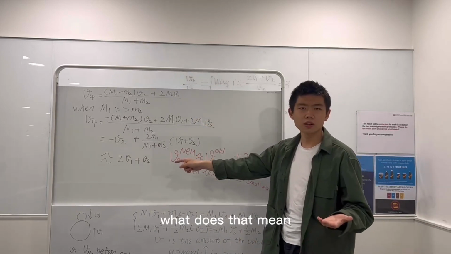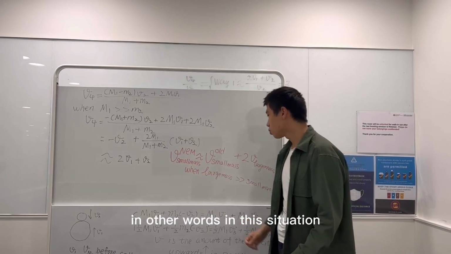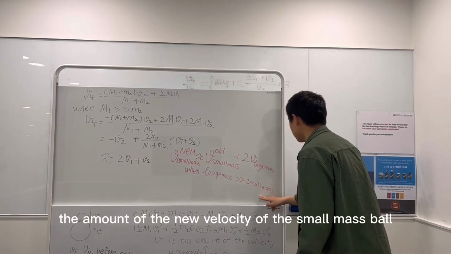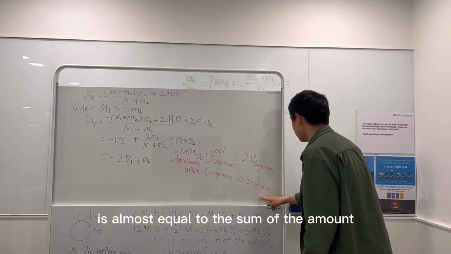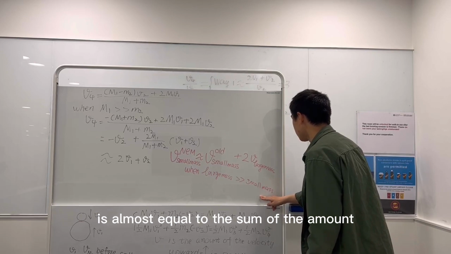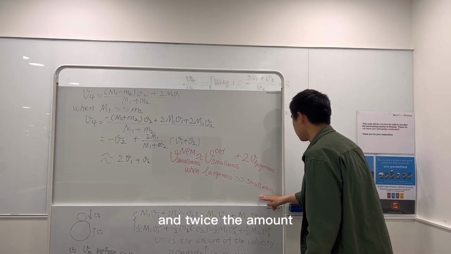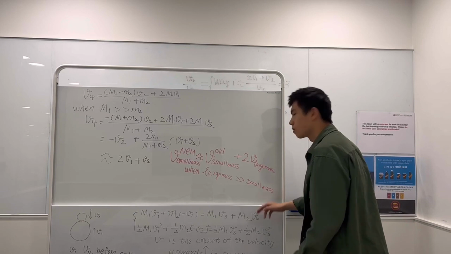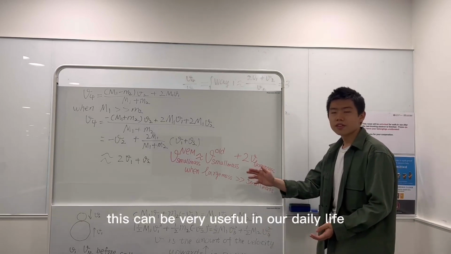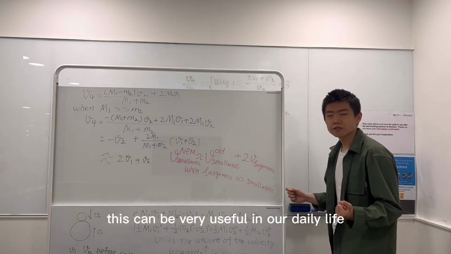What does that mean? In other words, in this situation, the magnitude of the new velocity of the small mass ball is almost equal to the sum of the magnitude of its old velocity and twice the magnitude of the velocity of the large mass ball. This can be very useful in our daily life.